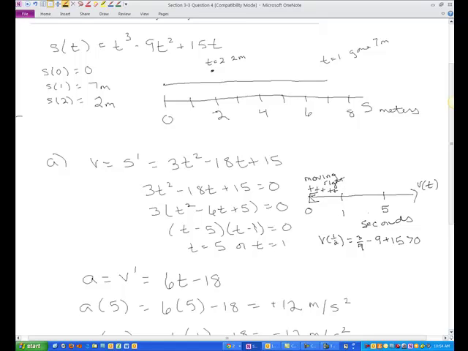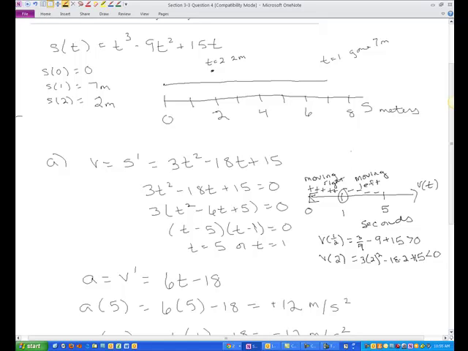Now, between 1 and 5 seconds, what is it doing? Well, let's pick a time, like 2 seconds. If you put that into your equation for velocity, 3 times 2 squared minus 18 times 2 plus 15, this is going to be 4 times 3 is 12, plus the 15 is 27, but then it's minus 36. So this is less than 0. So in this interval, it's moving to the left because it's negative, and a negative velocity means the opposite direction. So at 1 second, it actually changes direction.